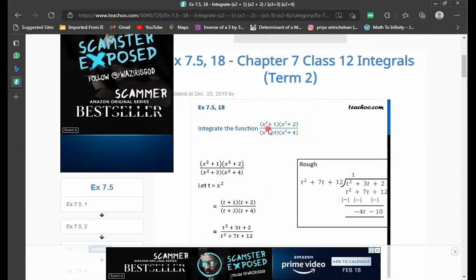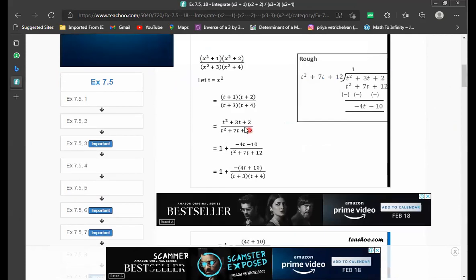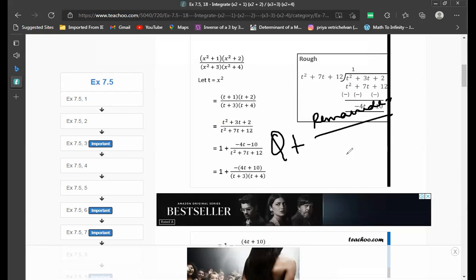This is also kind of easy. They just replaced x square as t in this. Then they are multiplying the numerator and the denominator for creating a quadratic equation. You have a quadratic equation in the numerator as well as in the denominator. You can use the remainder theorem. Always the numerator will be your dividend and the denominator will be your divisor. When you perform the division, you get quotient plus remainder upon divisor, isn't it? Integrate them separately, you will get the answer.